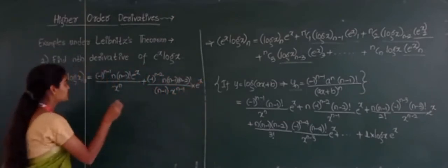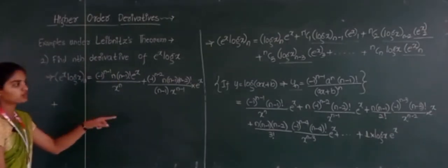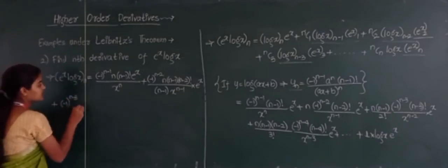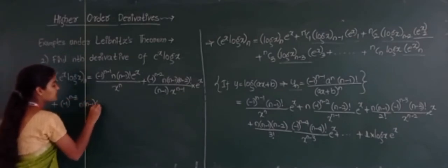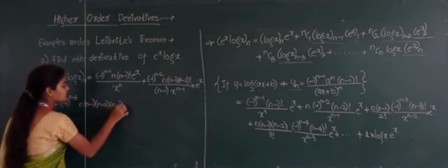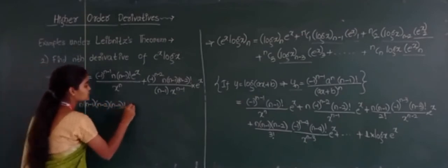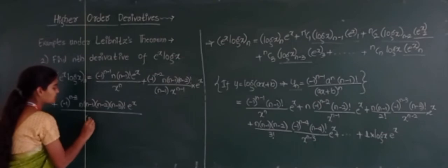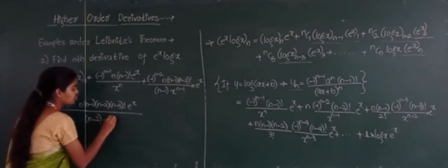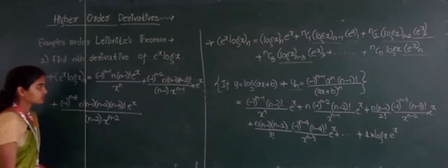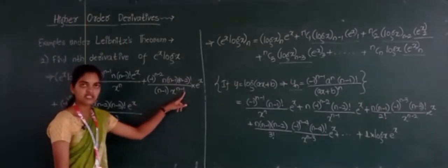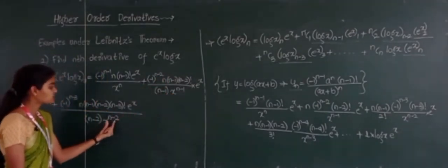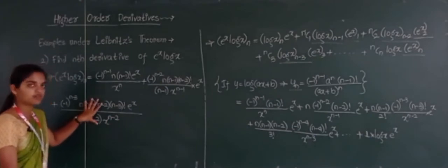This is second term. Similarly, I will adjust the terms in third, fourth and so on. So what we will get here? Minus 1 raised to n minus 3 into n into n minus 1 into n minus 2 into n minus 3 factorial into e raised to x divided by, here we will get n minus 2 and x raised to n minus 2. So see here x raised to n minus 1 is there, so we have to multiply and divide it by n minus 1. Like this also you can remember. Here also x raised to n minus 2 is there, so I multiplied and divided by n minus 2.